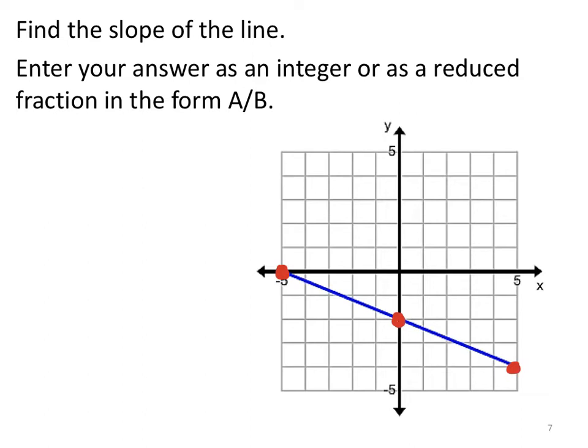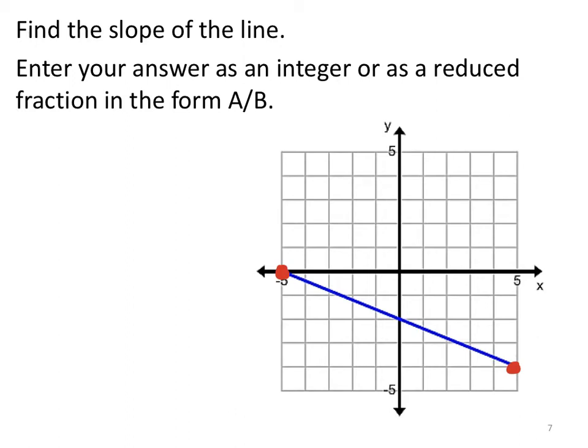Now if you choose the 2 points that are closest to each other and you accurately identified them, then there will not be any need to simplify your fractions most of the time, okay? But if you choose 2 points that are not immediately close to each other, like these 2, then you'll have to reduce the fraction when you figure out your slope. Okay, let me demonstrate this.